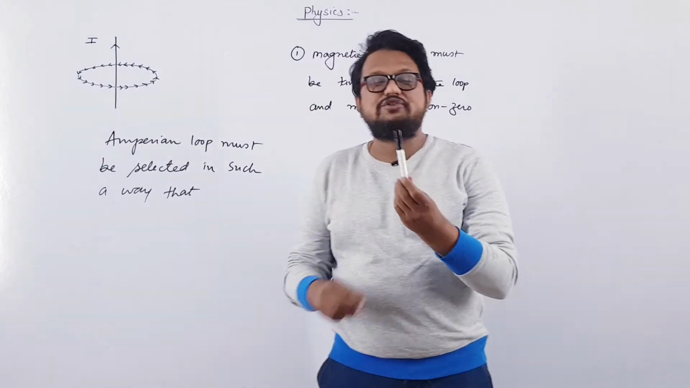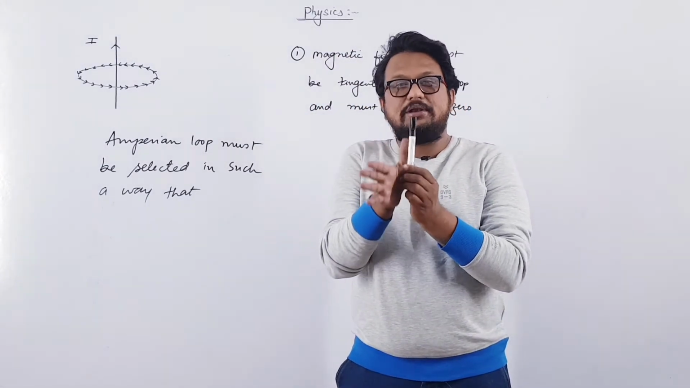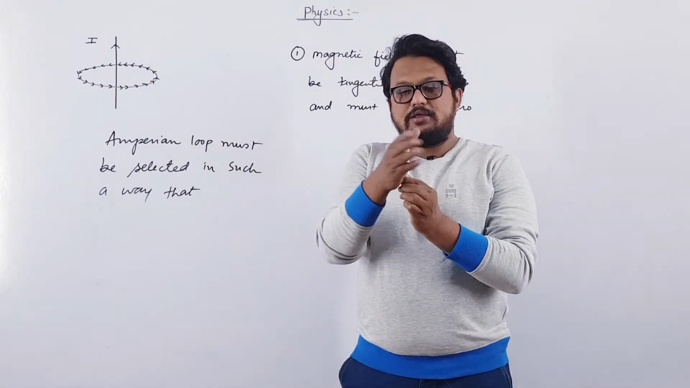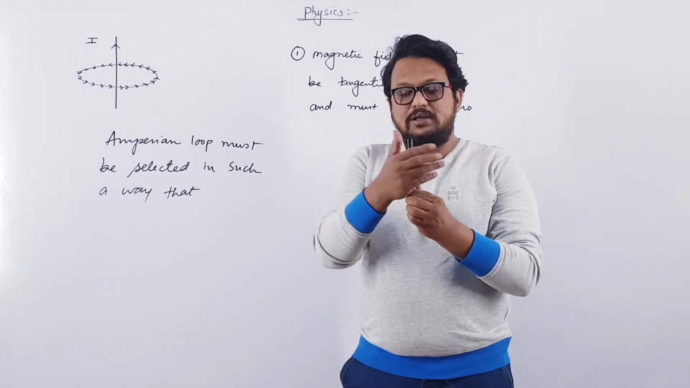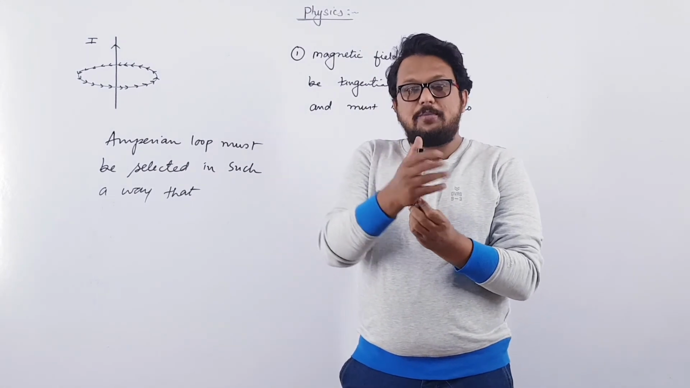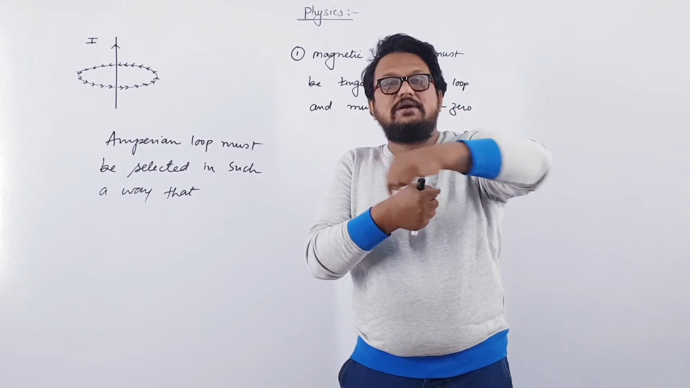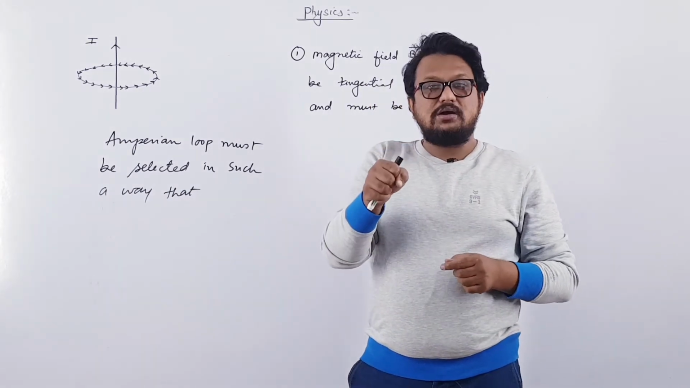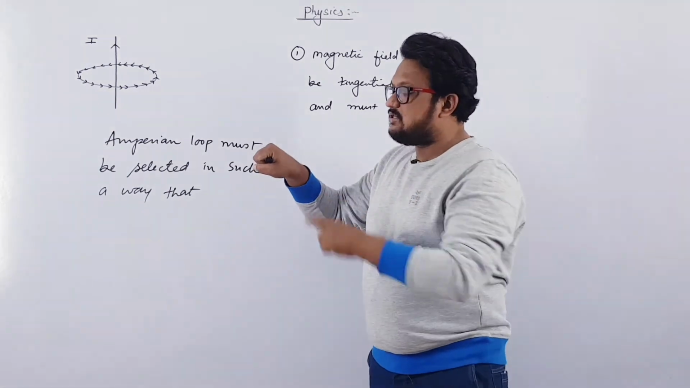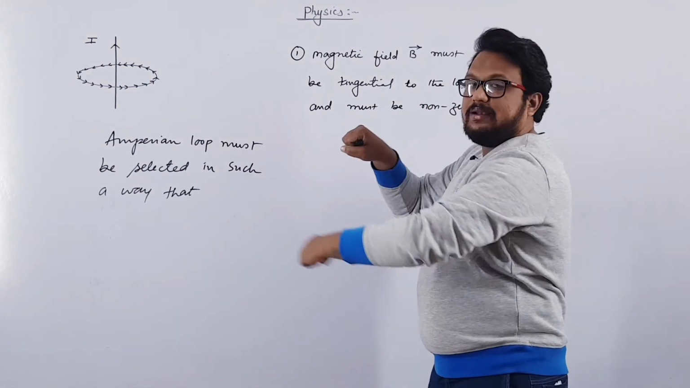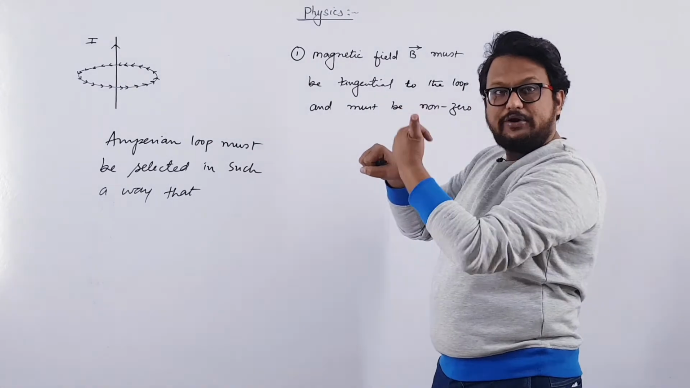If this is the wire which is carrying current, and you place your thumb in the direction of current, then your fingers will bend around in the anti-clockwise direction. So for this wire, suppose it is towards you, then the magnetic field will be in the anti-clockwise direction, right? If current is flowing towards you.